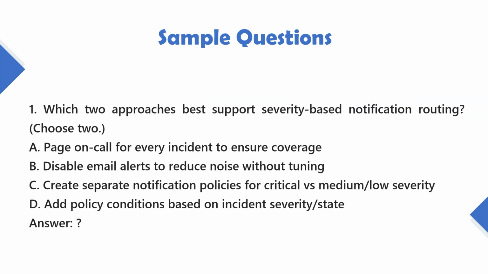1. Which two approaches best support severity-based notification routing? Choose 2. A. Page on call for every incident to ensure coverage. B. Disable email alerts to reduce noise without tuning. C. Create separate notification policies for critical versus medium, low severity. D. Add policy conditions based on incident severity, state.